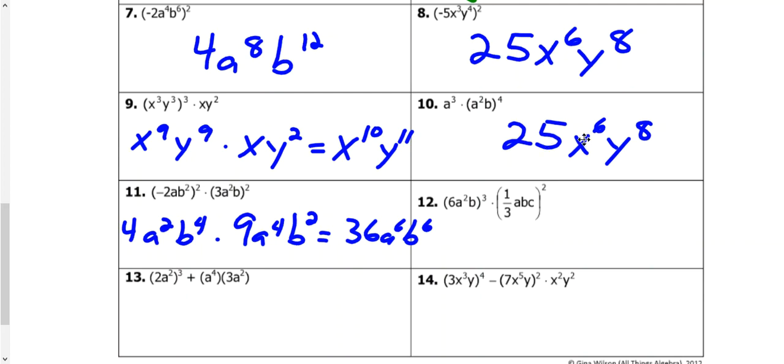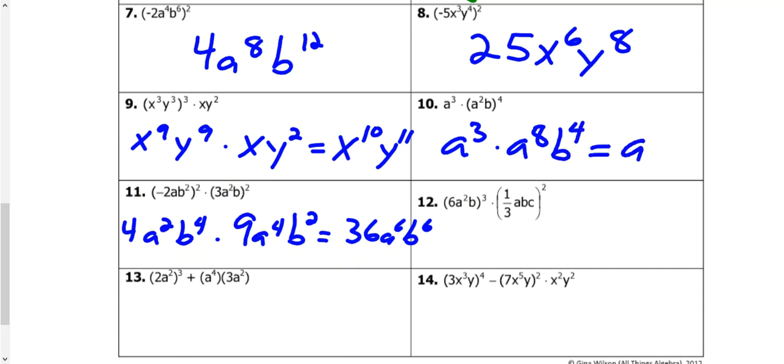sorry about that. I realized I just wrote the wrong answer here. Let me fix that real quick. For number 10. Number 10 should be a to the 3rd gets dropped down times a to the 8th power, b to the 4th power, and that would equal a to the 11th, b to the 4th. All right.